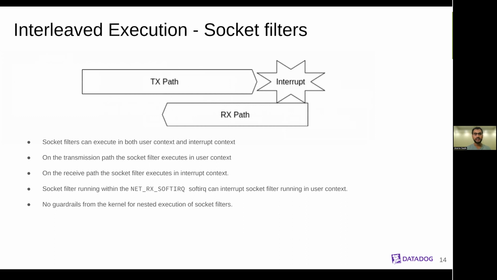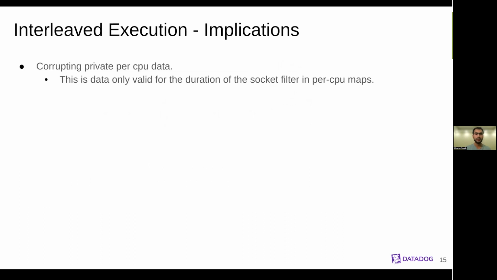Well, socket filters can execute in both user context and interrupt context. On the transmission path, the socket filter executes in user context, and on the receive path, the socket filter executes in an interrupt context. Therefore, a socket filter, for example, running in NetRx softIRQ can interrupt a socket filter running in a user context. Since the kernel does not provide any guardrails for nested execution of socket filters, we end up with interleaved execution of two instances of eBPF programs. One implication of this interleaved execution could be corruption of private per CPU data.